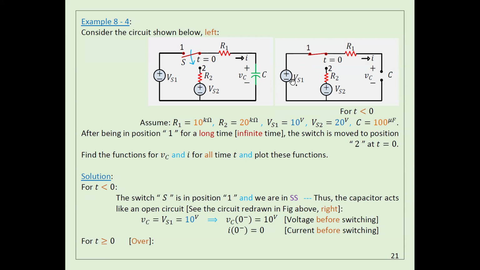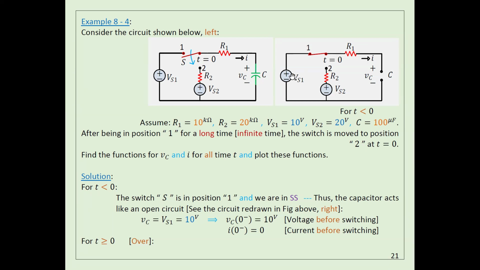So this is the initial voltage. So the initial voltage is the steady state before we connect the switch. You got what I'm saying? It was in this position for a long time, so this one was actually in steady state. That's why the voltage across the capacitor equals VS1.